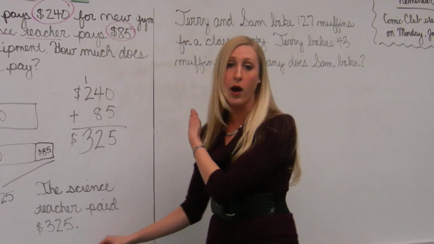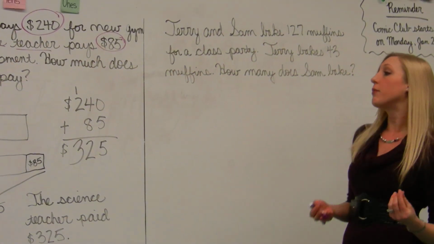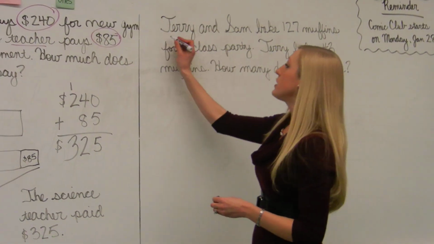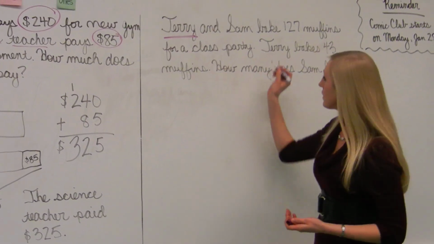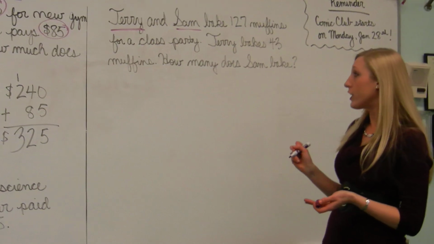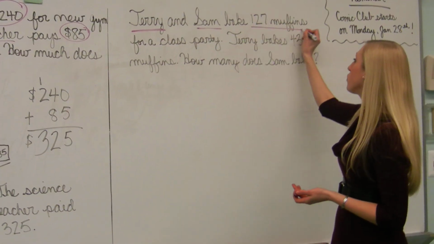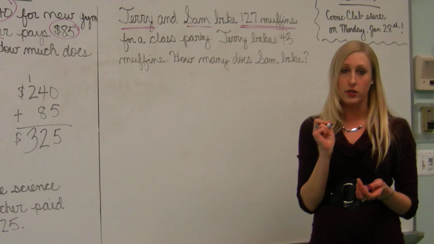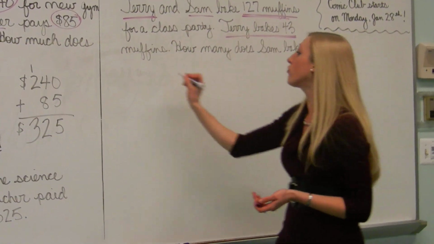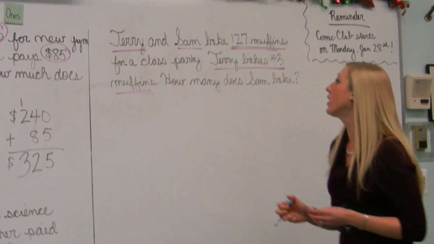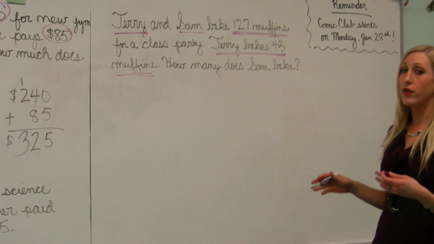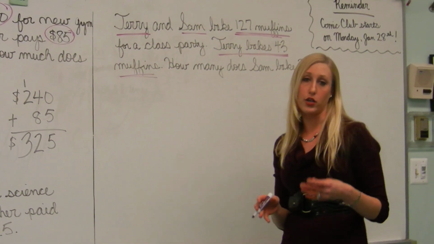Step 1, read the problem. We have done that. Step 2, identify the who and the what. Okay? Right off the bat, we see Terry. He is a who. We see Sam. He or she is a who. Okay? They are baking muffins. We know they've baked 127 muffins. We also know that Terry baked 43 of the 127 muffins. Using this information, we are ready to start drawing our unit bars.